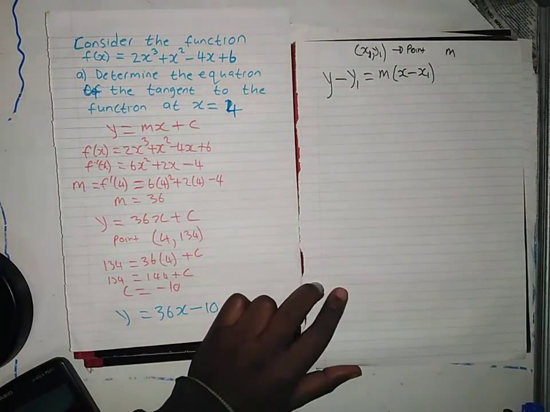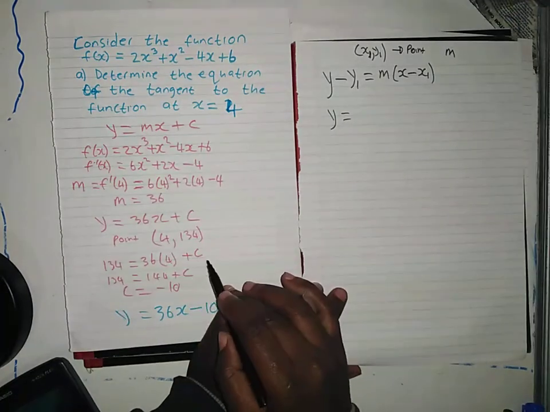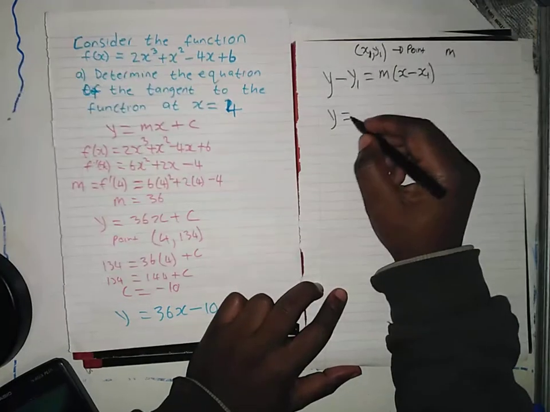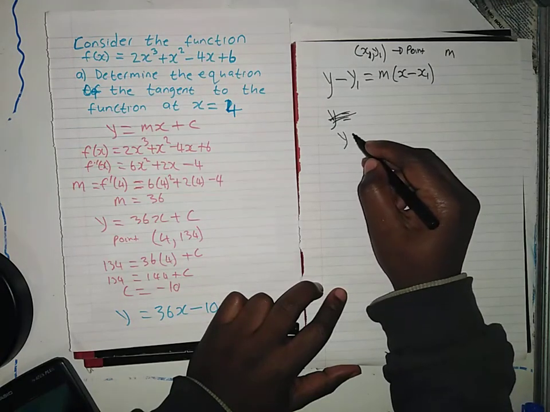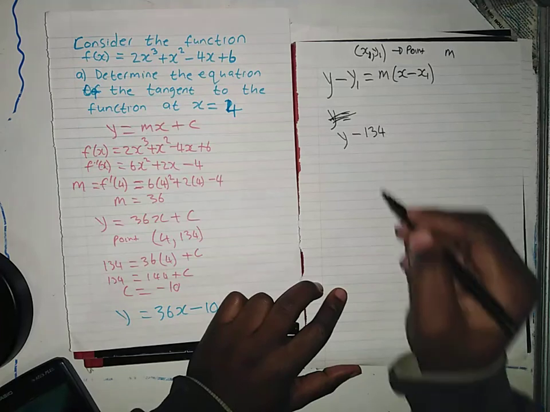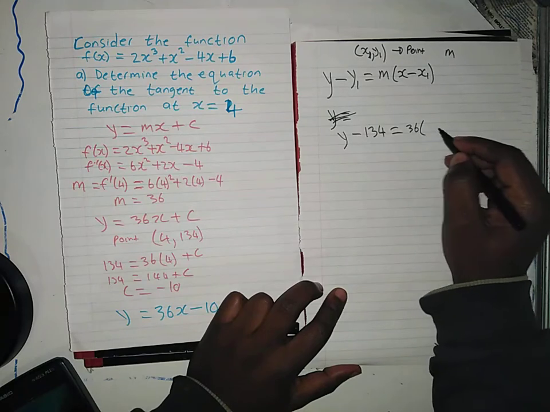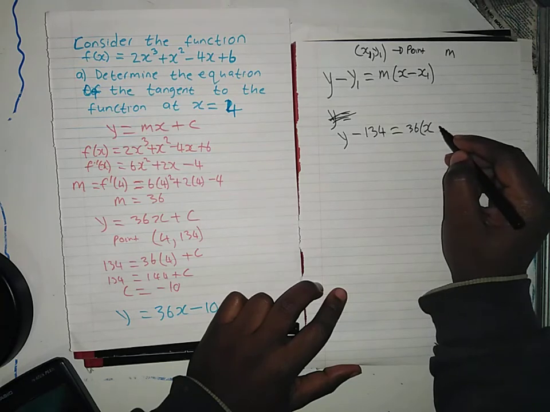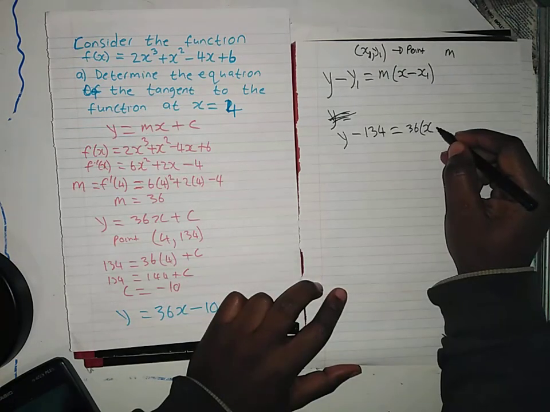Okay, so if you choose to do it like that, you will then say y minus y1. What is y1? Y1 is 134. So y minus 134 is equal to m. What is our m? Our m is 36, 36 times what? Times x. Now, our x we keep it like this, and then what is our x1? Our x1 is this 4, x minus 4.